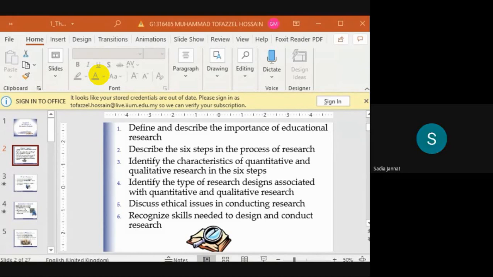Sorry, sir. In our last class, I discussed how to search for the materials, right? Accordingly, you have to search whether you have enough materials and resources or not.